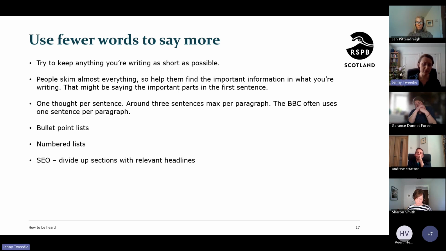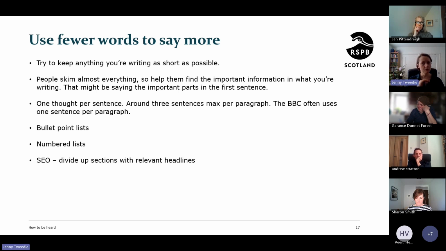So again, that short sentence. And around 3 sentences maximum per paragraph. Really, 1 or 2 is better, believe it or not. And if you look at the BBC website, again, often they use only 1 sentence per paragraph. You probably don't even realize that they're doing that, but that's how they write. So don't stick a big screed of text on the page because it's really off-putting to people. Try and keep your paragraphs short as well.